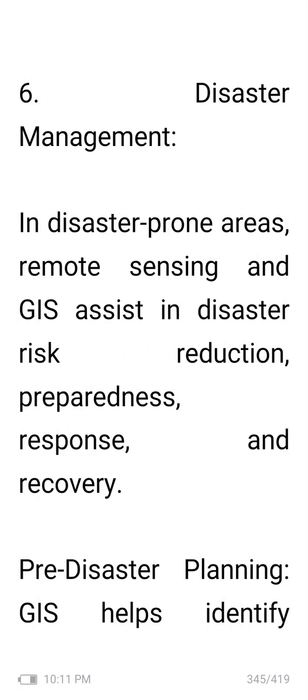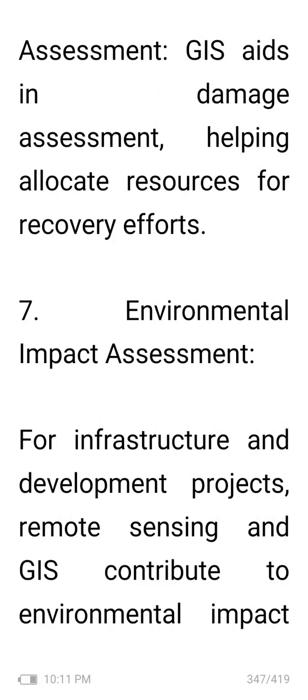Then disaster management. In disaster-prone areas, remote sensing and GIS assist in disaster risk reduction, preparedness, response and recovery. Pre-disaster planning: GIS helps identify vulnerable areas and plan evacuation routes and emergency shelters. Disaster monitoring: remote sensing provides real-time data on disasters like floods, wildfires and earthquakes for immediate response. Post-disaster assessment: GIS aids in damage assessment, helping allocate resources for recovery efforts.